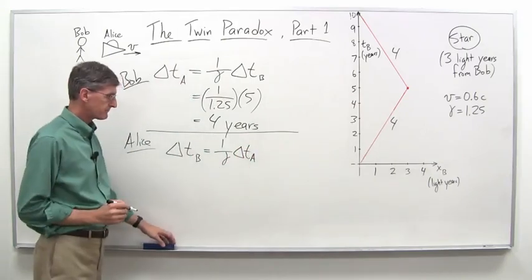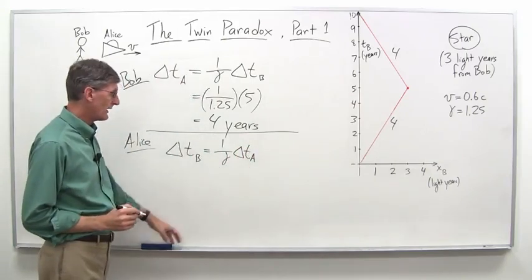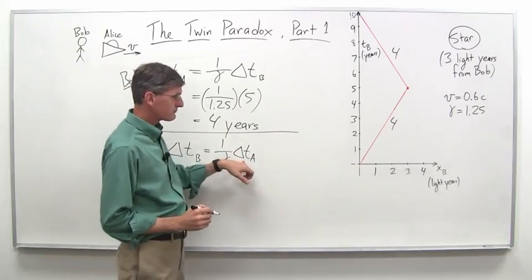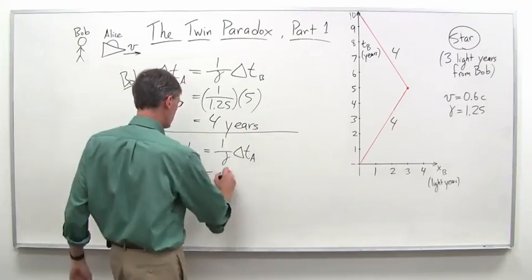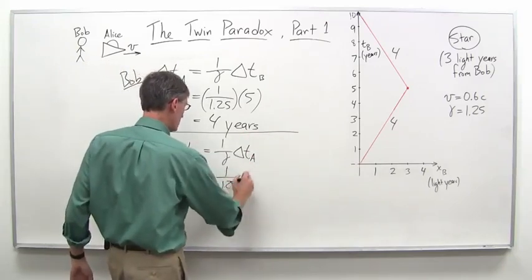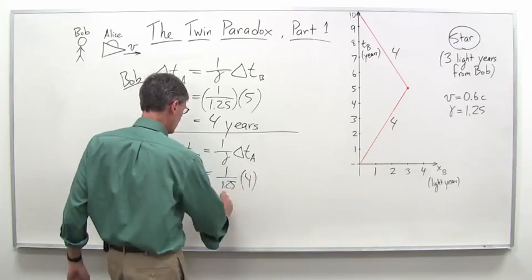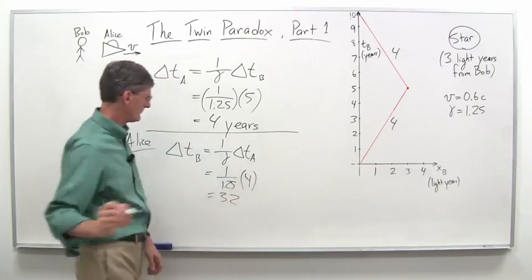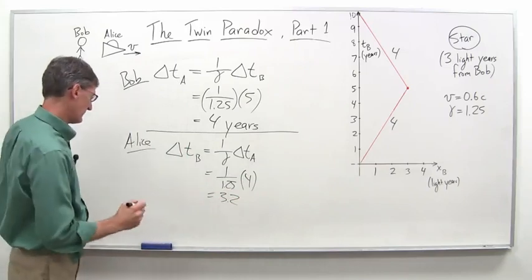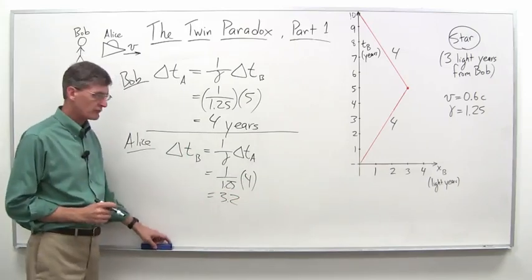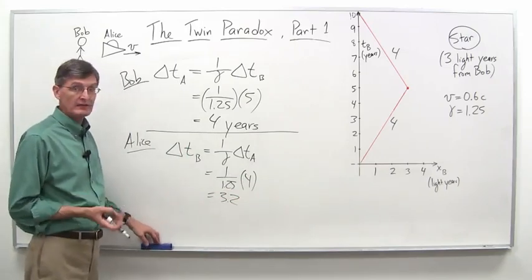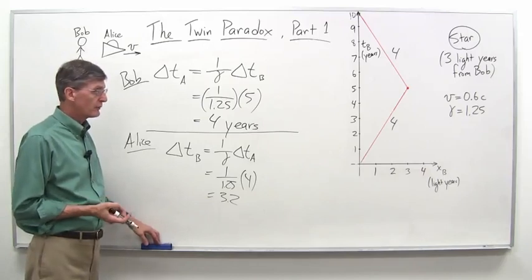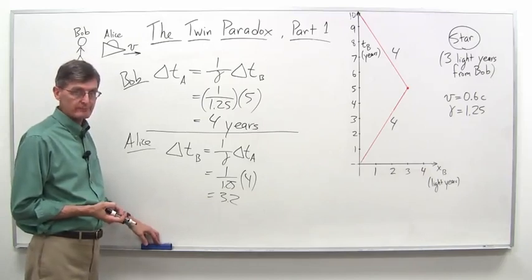delta TA. And so if you do delta TA equals 4, so this is 1 over 1.25, and this is 4, you get 3.2. 4 divided, yeah. Okay, 3.2 years. So she sees his clocks tick off 3.2 years there.